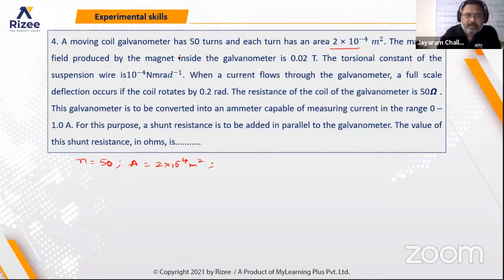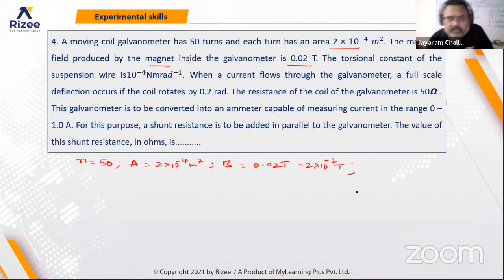The magnetic field produced by the magnet inside a galvanometer, that is B is equal to 0.02 Tesla, or I'll just put it as 2 into 10 to the power of minus 2 Tesla. Next value, what is the given? The torsional constant, it's an MCG, sir. The torsional constant, which is called K, I take it as 10 to the power of minus 4 Newton meter per radian.